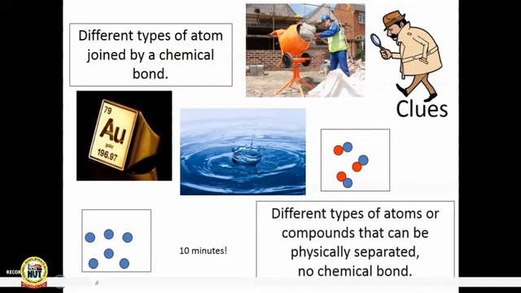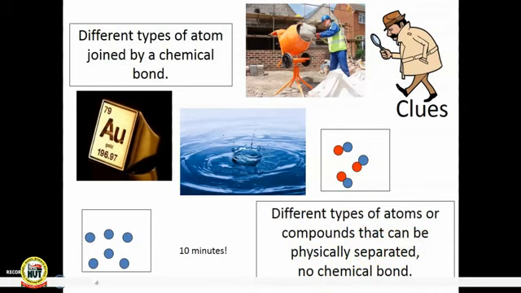And you can see from the different pictures you're seeing there, it's giving you a clue as to what the compounds are. You can see concrete and cement being mixed together with water. Yes, that's correct. You can also see a picture of pure what? Gold. This is the symbol for gold, Au. Okay? Then you have water. You have this picture of just an element. And then different types of atoms or compounds that can be physically separated, no chemical bond. So what you need to do for me is to separate this into two.